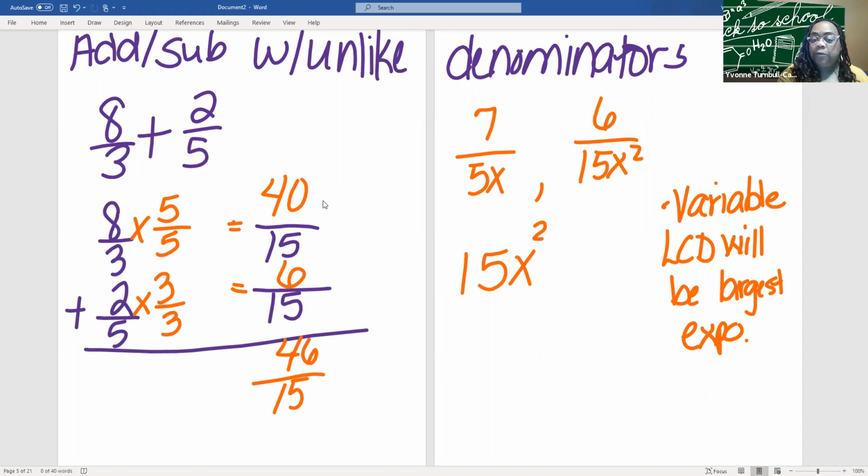So the first thing we did was look at the coefficients. I said, what is the smallest number that both of those can go into? The smallest number that both can go into was 15. 5 goes into 15, and 15 goes into 15, so that's my LCD, my GCF, the greatest common factor. And then I want to know what my variable LCD would be, and I'm going to choose the variable with the largest exponent. In this case, it was 2. So 15x squared is my LCD.